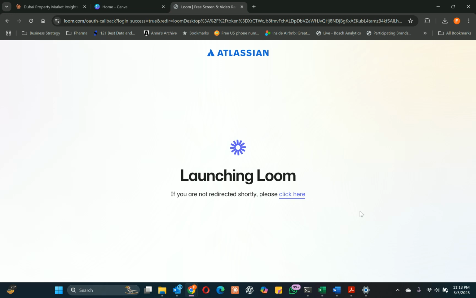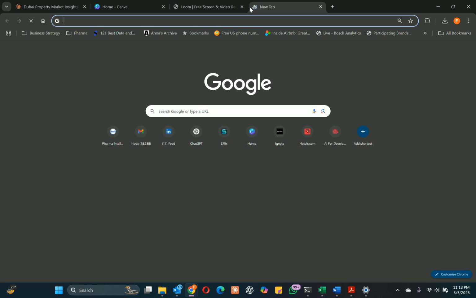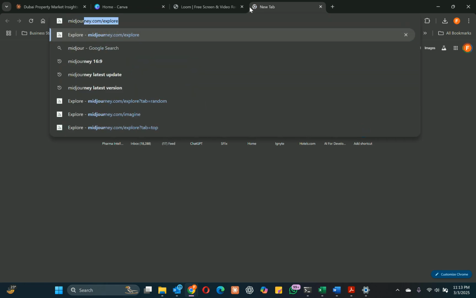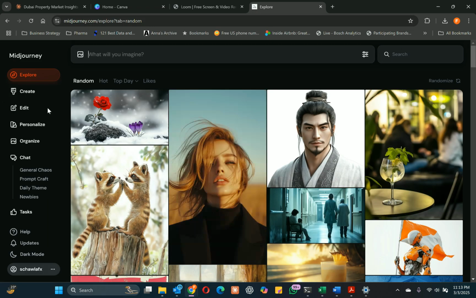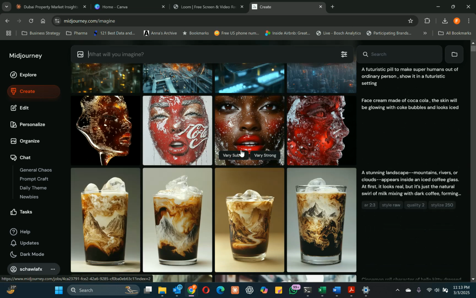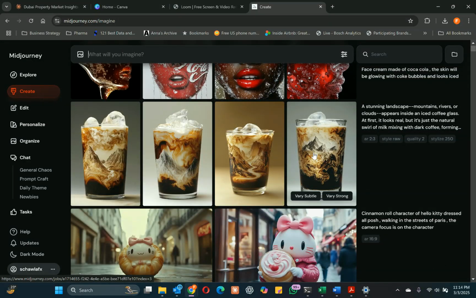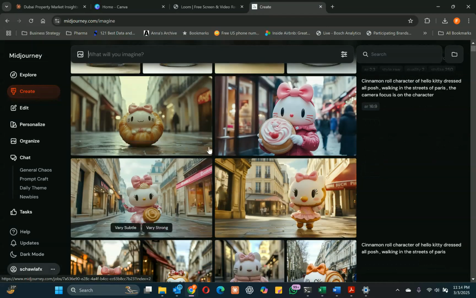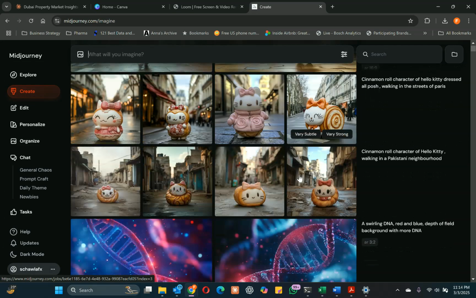I use Midjourney for my content creation, which ranges from something I do for my work all the way down to something quirky, like this coffee thing I made. This I made for my daughter. She likes cinnamon roll, but it doesn't come out that good. But at least she likes it. It's Hello Kitty.